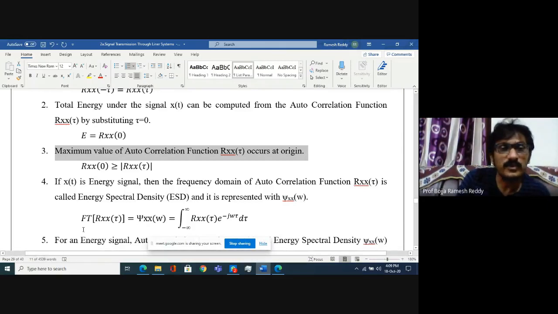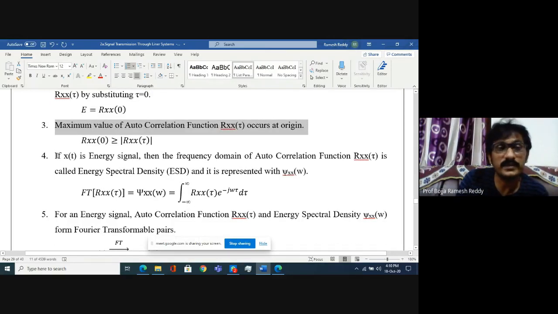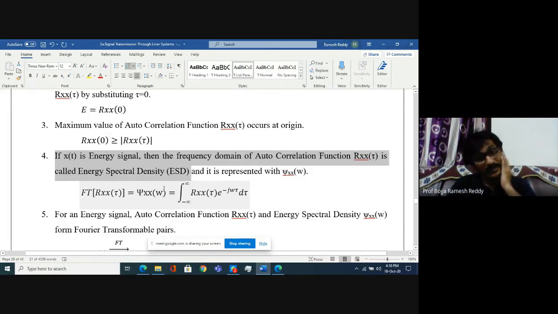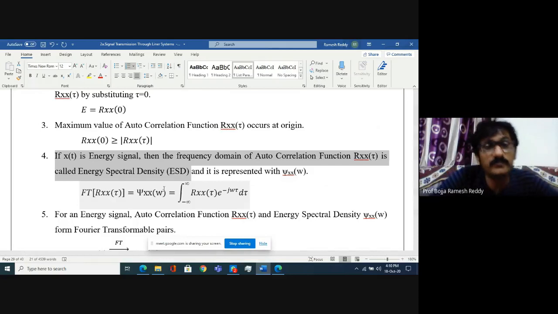Next, if x of t is an energy signal, then the frequency domain representation of the autocorrelation function is called energy spectral density. Energy spectral density is nothing but the frequency domain representation of the autocorrelation function when the given signal is an energy signal. These are all linked: if x of t is an energy signal, then the frequency domain representation of Rxx of tau is called ESD, energy spectral density.